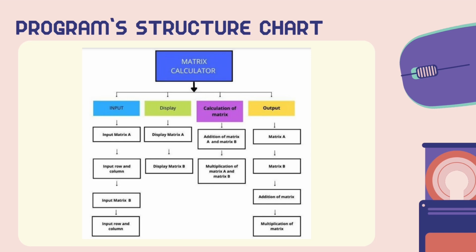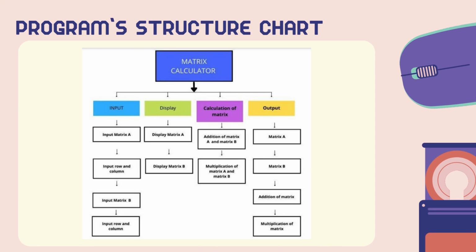Program structure chart. This program structure chart represents the design and workflow of a metric calculator application. It breaks down the main functionalities into submodules to ensure clarity and modularity. Here is a detailed explanation of the structure. The main module, metric calculator, acts as the central hub for coordinating the different submodules. It connects input, display, calculation of metric, and output process.